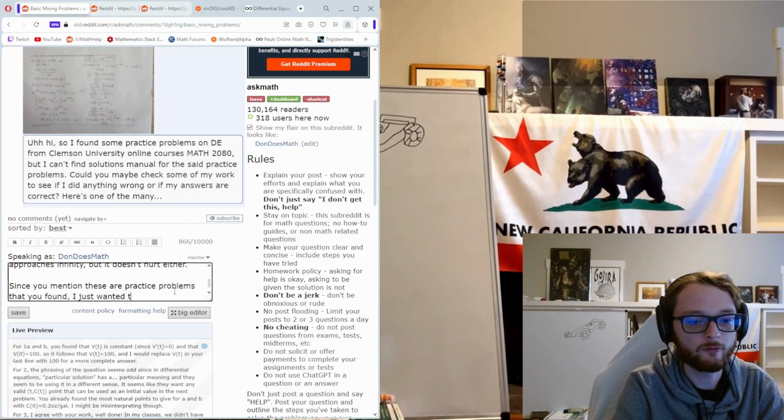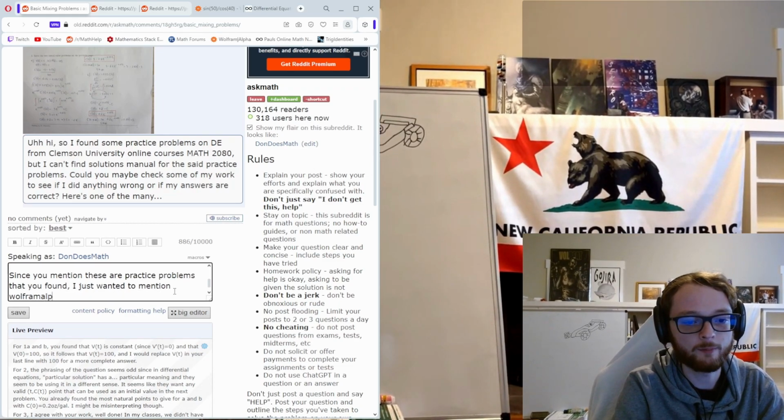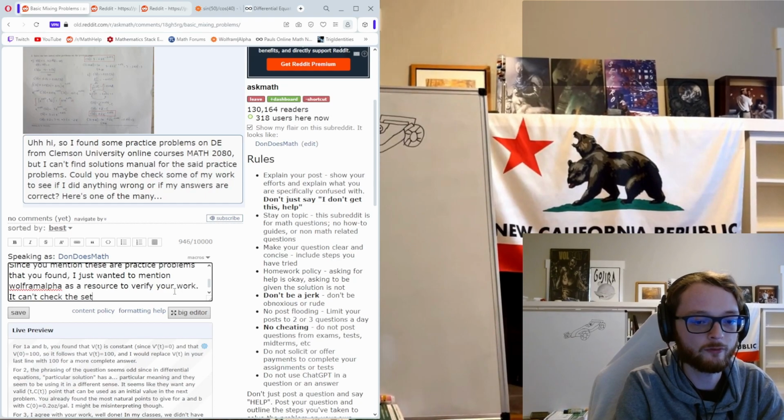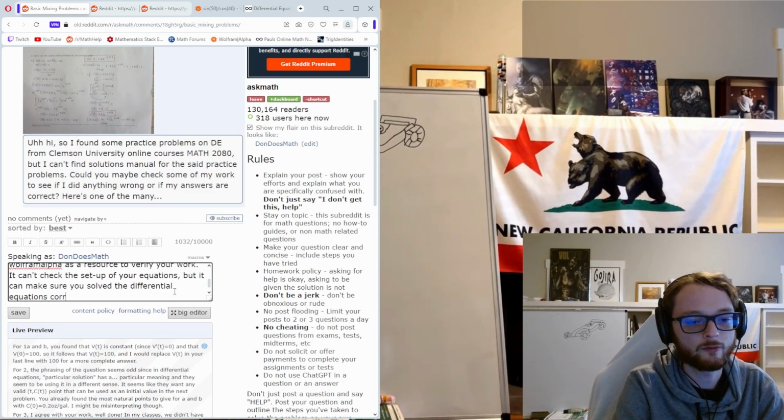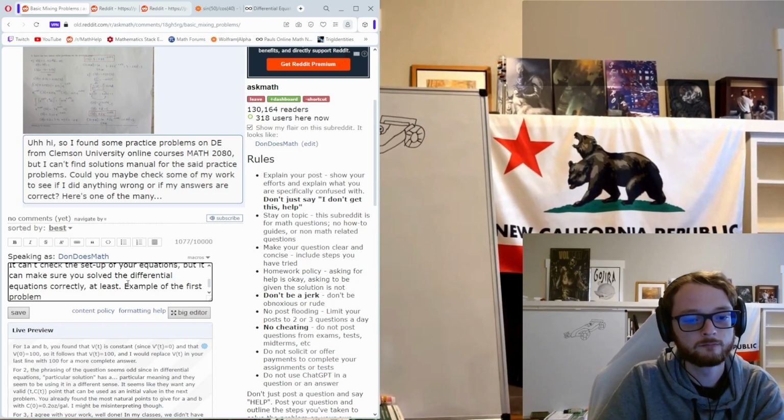I just wanted to mention Wolfram Alpha as a resource to verify your work. It can't check the setup of your equations, but it can make sure you solved the differential equations correctly. At least, for example, the first problem. Let's make that a link.